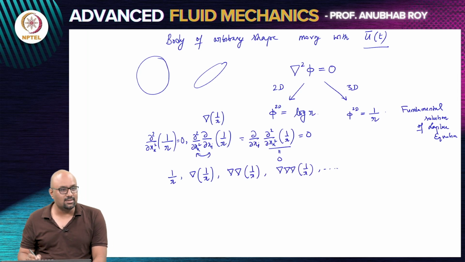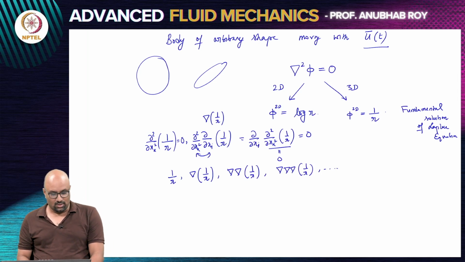You can keep building solutions. So this is one decaying harmonic 1 by r, and you basically have a whole series of these decaying harmonics, because all of them are solutions. You take the Laplacian on any of these terms, it will be a solution. The Laplacian will commute with the gradients and eventually you will have a del square of 1 over r, which is a solution.